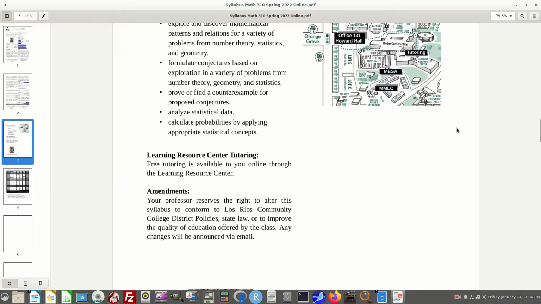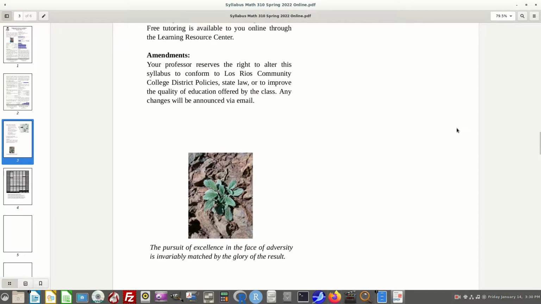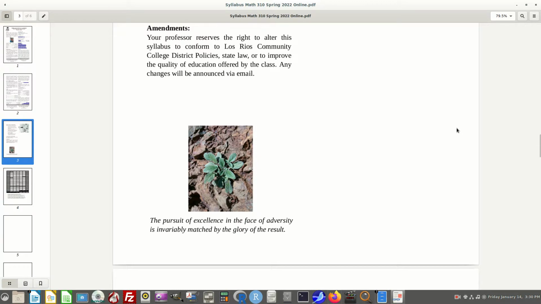We've also got tutoring through the Learning Resource Center, and then, of course, any changes I will make you aware of. My own quote to end this part of the syllabus: "The pursuit of excellence in the face of adversity is invariably matched by the glory of the result."